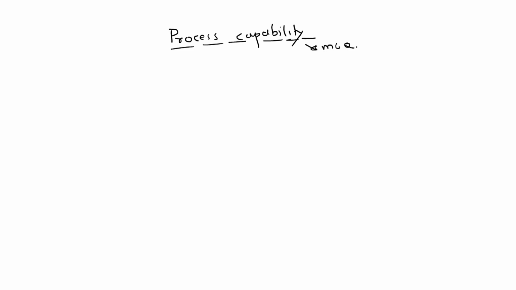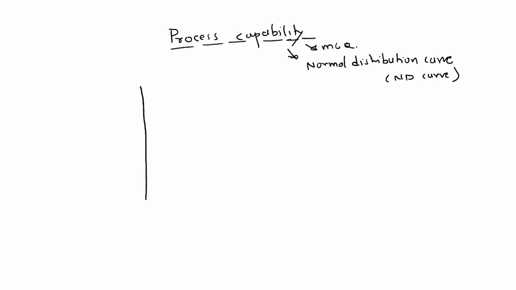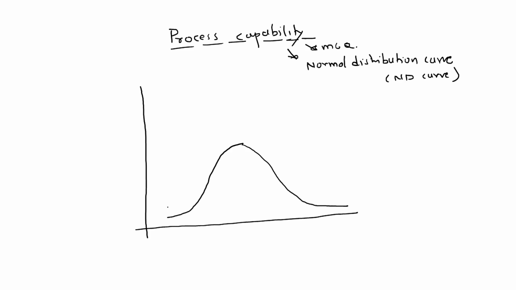The process capability topic is mainly based on the normal distribution curve. We also call this curve an ND curve. That means before discussing the process capability concept, we should know a little bit of the basics of the ND curve. So let me draw an ND curve for you. It is a bell-shaped curve. It is symmetric about the vertical axis.